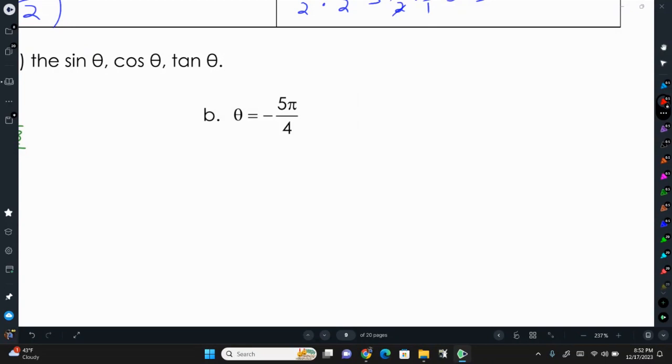So over here we have negative 5 pi over 4. I don't like dealing with negative angles on the unit circle, so I'm going to make this 3 pi over 4 by adding a full circle. Negative 5 plus 8 is 3. So now the sine of negative 5 pi over 4 is the same as the sine of 3 pi over 4, which is the square root of 2 over 2, because this angle is in quadrant 2, where sine is positive.